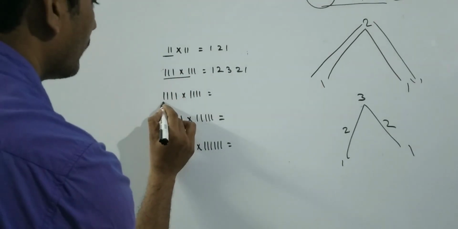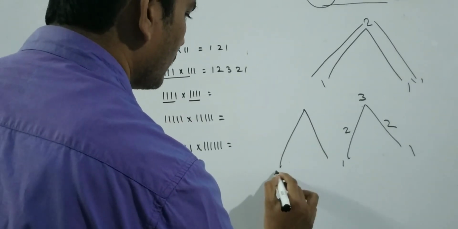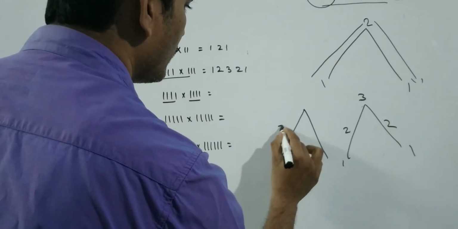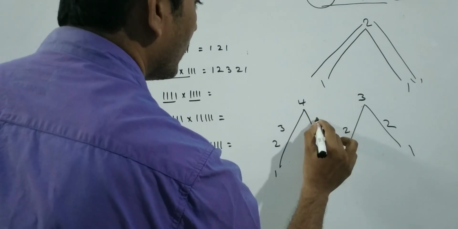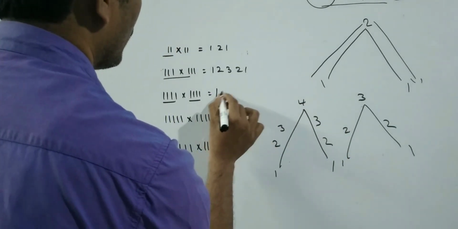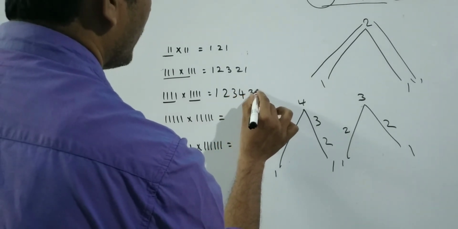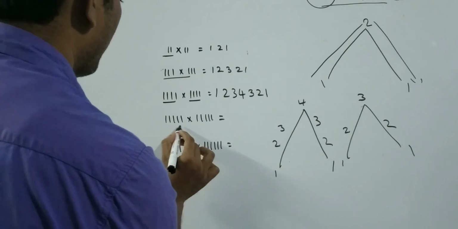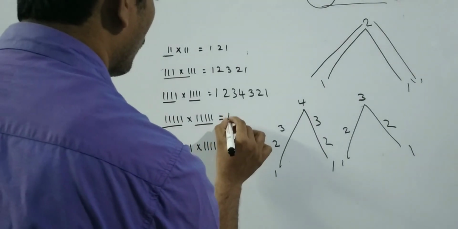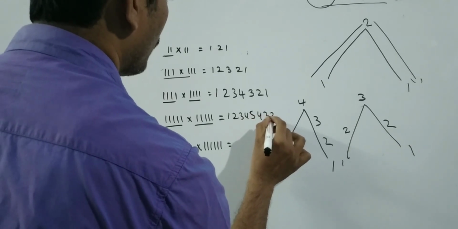See friends, here 4 digits are there. Then you go for this. 1, 2, 3, 4. Then 3, 2, 1. See friends, 1, 2, 3, 4. Again 3, 2, 1. Here 5 are there. Then 1, 2, 3, 4, 5, 4, 3, 2, 1.